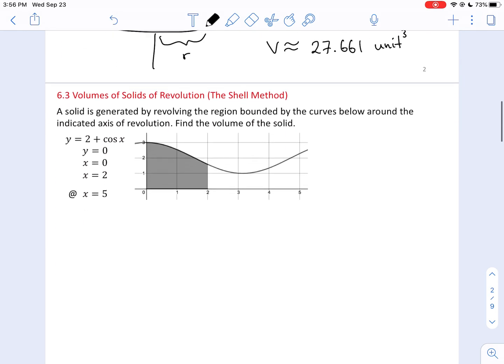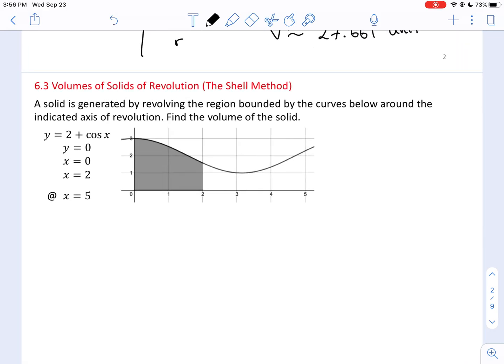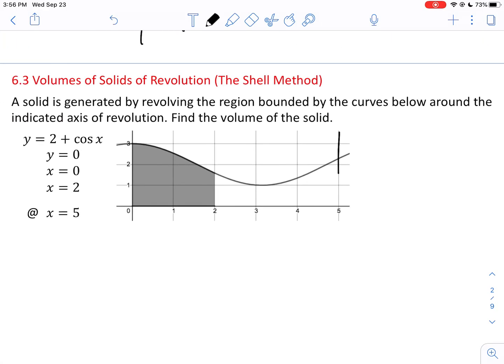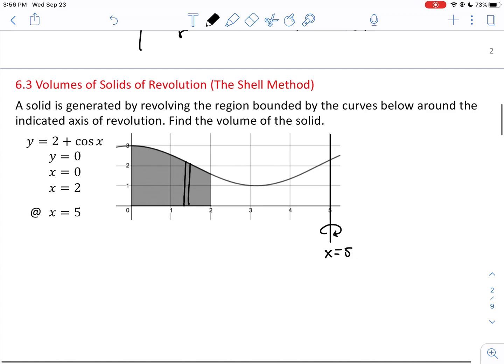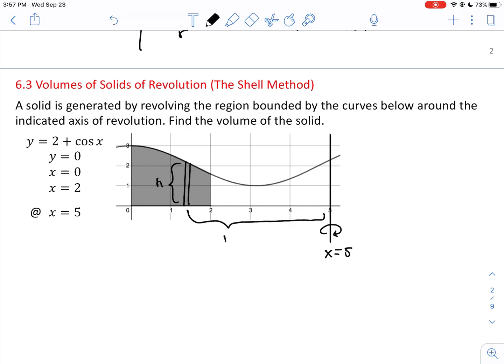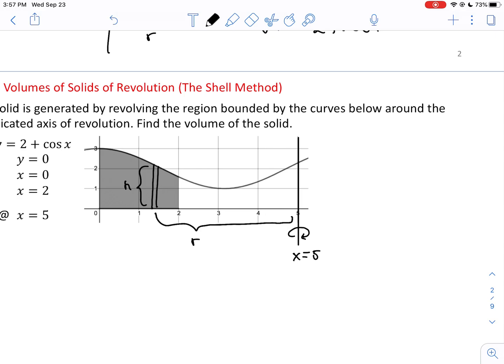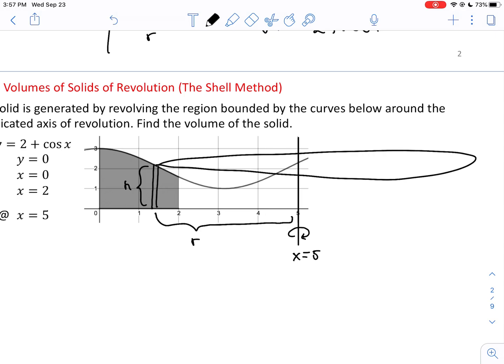Let's do the same region, but this time we're going to revolve around x equals 5. x equals 5 is way over here this time. It's still to our advantage to do vertical strips, so I'll draw an example of a vertical strip. And because our vertical strip is parallel to our vertical axis of revolution, this will make the shape of a shell when I revolve it. Now, all we have to do is figure out how long the strip is, because that's going to be the height of the shell. And then how far that strip is from the axis of revolution is going to be the radius. When you actually revolve this particular strip across this axis, it's going to make a pretty wide-looking shell, so something like this.